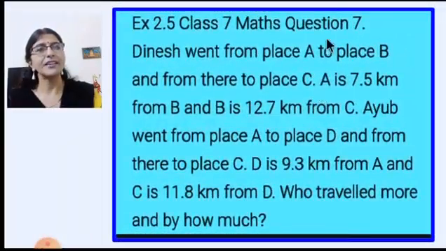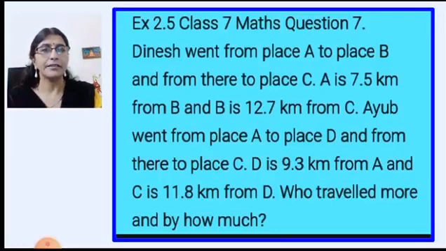Now next is the word problem, question number 7 of the same exercise 2.5. I will read the question. Dinesh went from place A to place B, and from there to place C. A is 7.5 km from B and B is 12.7 km from C. And then Ayub went from place A to place D and from there to place C. D is 9.3 km from A and C is 11.8 km from D. Now the question is who travelled more and by how much? So we will compare and see who travelled more. So first we will understand how much distance they have travelled.